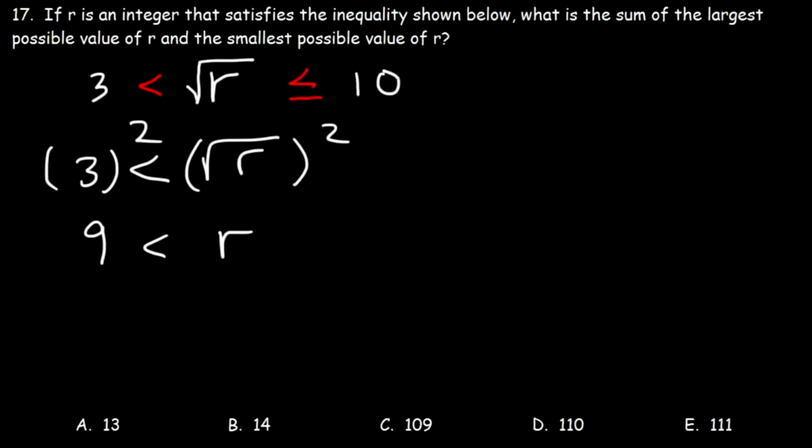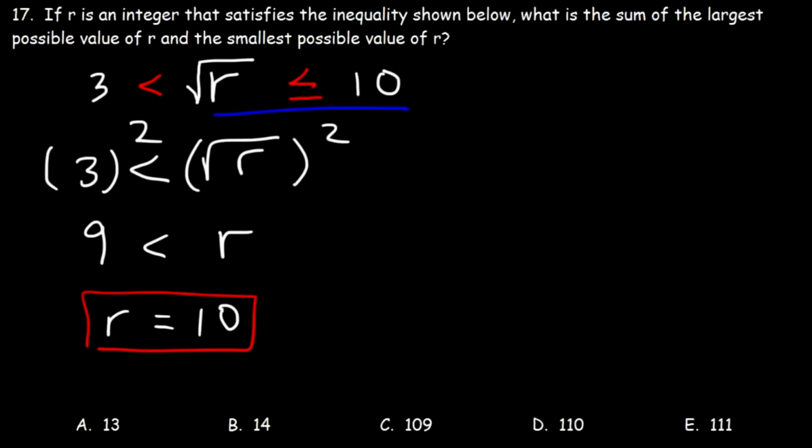And r has to be an integer. So the lowest possible value of r is 10. Because r has to be greater than 9. And the next number greater than 9 that's an integer is 10. R can't be 9.5 or 8.2. It cannot be a decimal value. Now let's focus on the second part of the inequality. The square root of r is less than or equal to 10. So once again, we're going to square both sides.